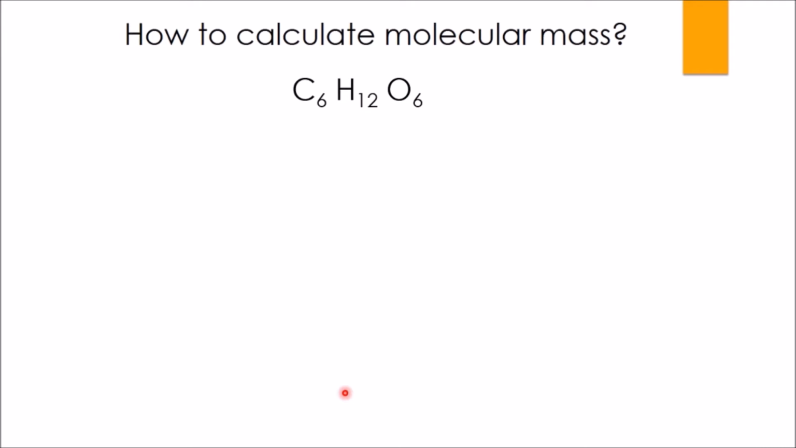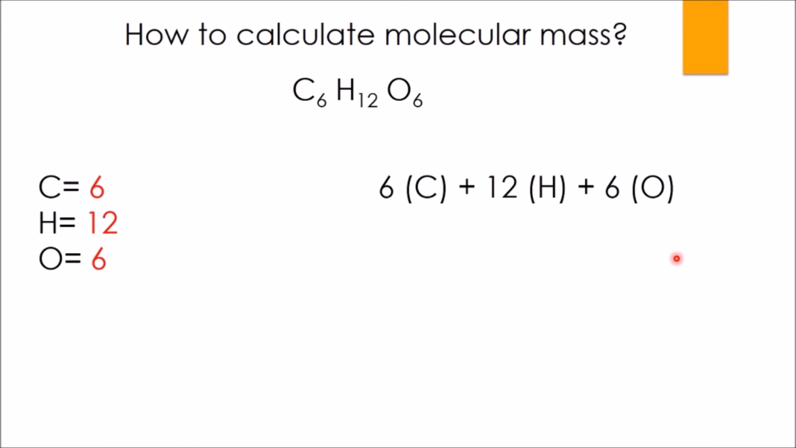Let's suppose we have C6H12O6, which is also called glucose, and we have to find out the molecular mass of glucose. Before calculating the molecular mass, we should know that in glucose we have 6 carbons, 12 hydrogens and 6 oxygens. Now we are going to construct the equation according to the number of the atoms we have. We have 6 carbons, we are going to add that to 12 hydrogens, and 6 oxygens. We are going to add them all together, and then we are going to put the masses. For carbon it's 12, for hydrogen it is 1, for oxygen it is 16.